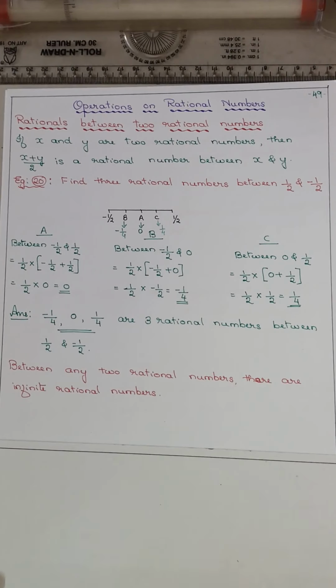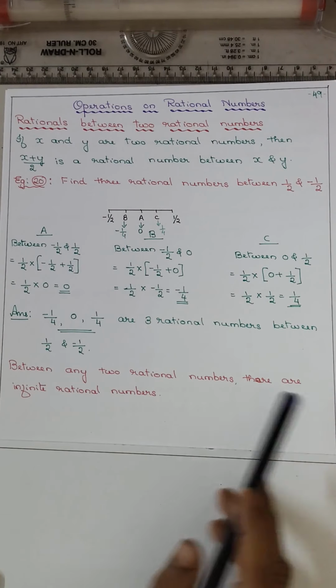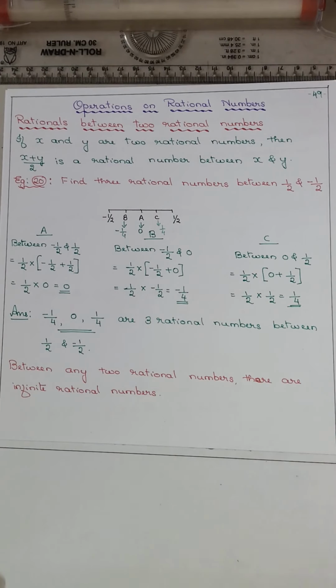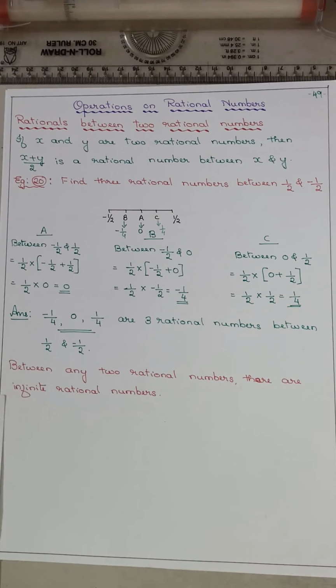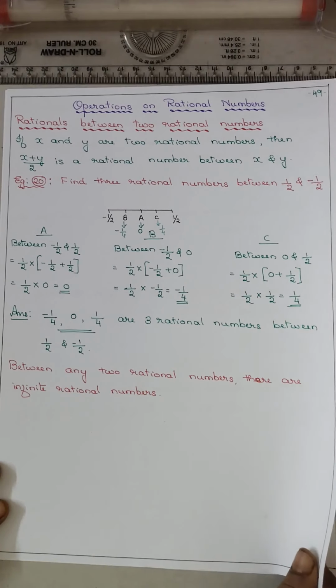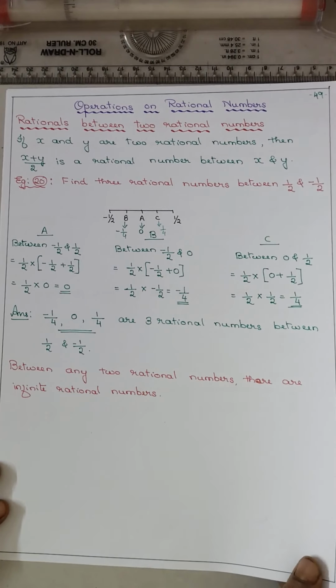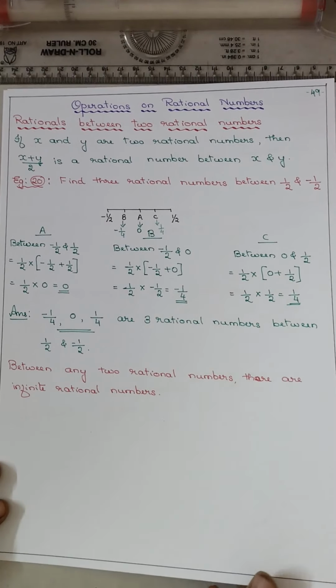Now between any two rational numbers, there are infinite rational numbers. You can write as many rational numbers as possible between any two rational numbers. Okay, so that was to find out the rational number between two rational numbers.